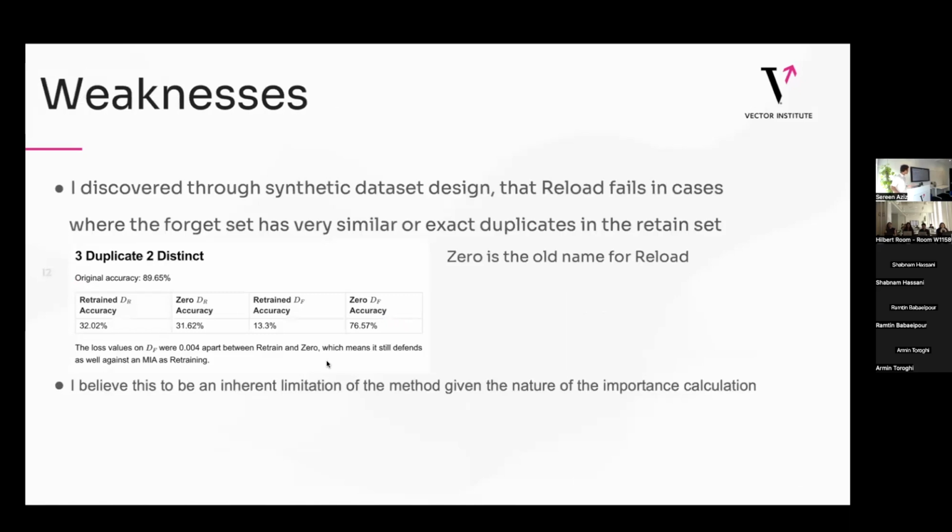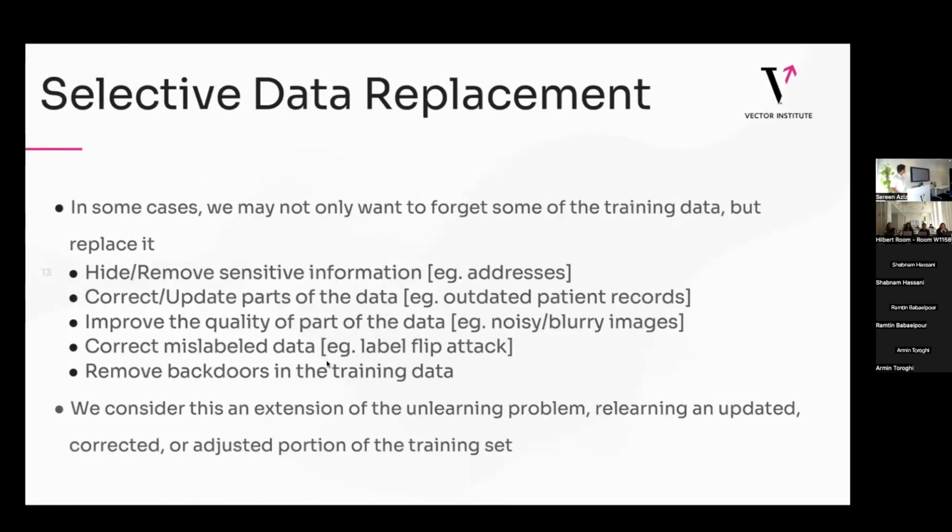An inherent weakness of this method is that you have to store gradients, which means that there is a memory component, and also that it does tend to fail when the forget set has very similar or exact duplicates still existing in the retain set. And I believe this to be an inherent limitation of the method, just given the nature of the importance calculation.